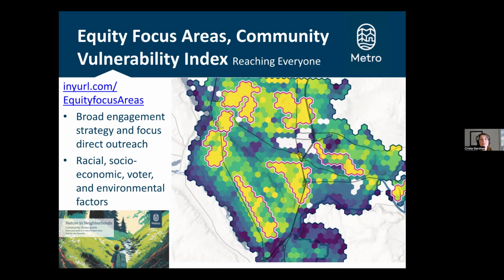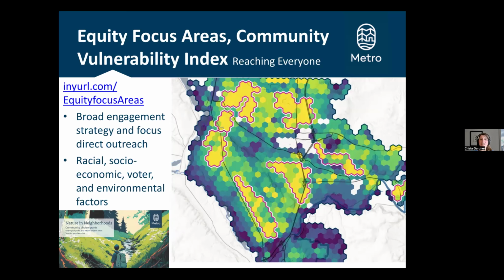So Metro developed in ArcGIS this equity focus area with 3 layers of data, and our project added 2 layers of additional data from the DEI grant evaluation tool. And so in total, it was percent people of color, percent 5-year change in people of color, percent limited English proficiency, percent low income, and percent voter turnout.